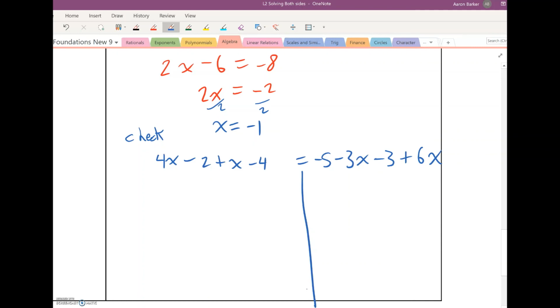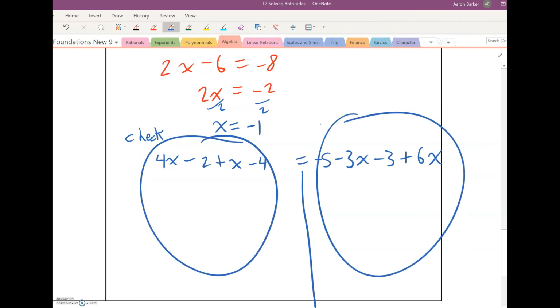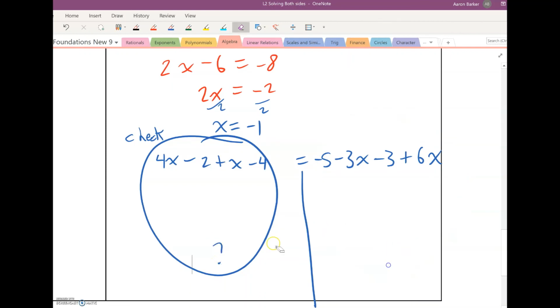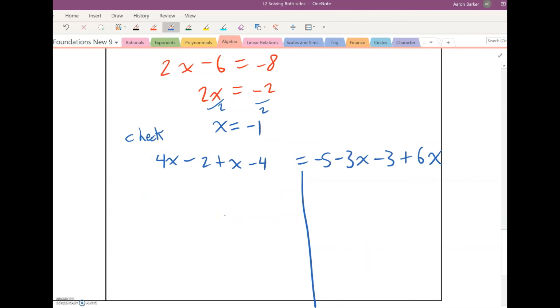Okay, so now it's like you have two separate BEDMAS questions that you have to solve. So don't move things across the equal sign. That's not how you do a check. So we're going to substitute in a -1. And brackets are super important here so that you know it's a multiplication and not a subtraction.